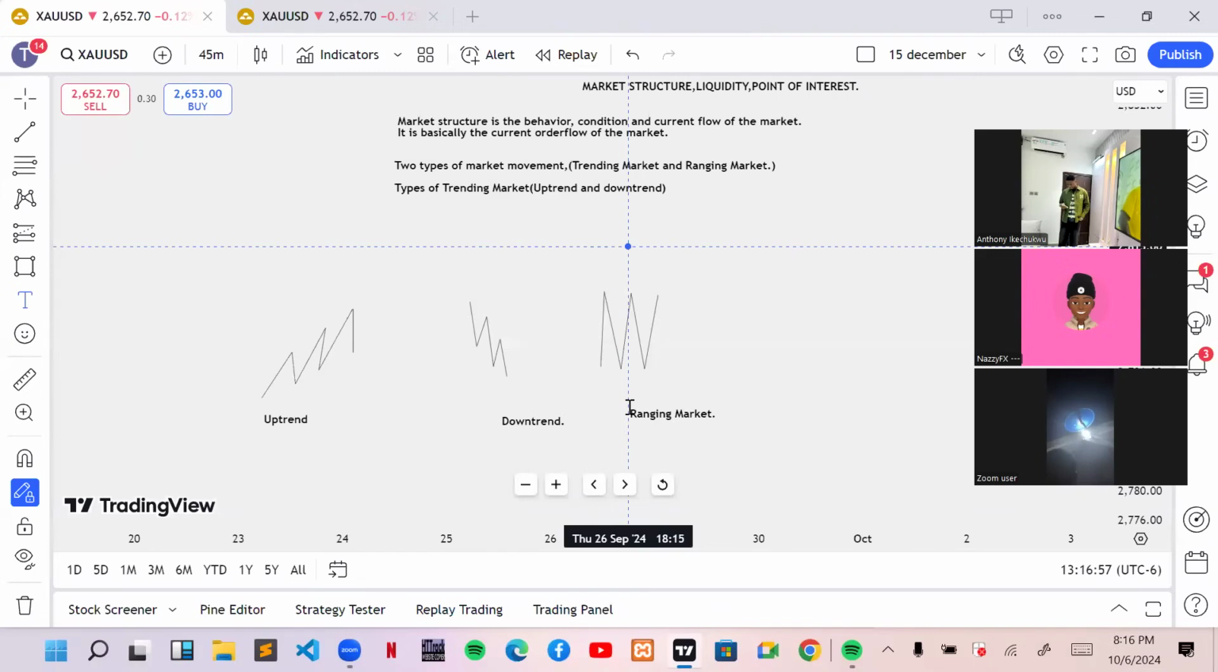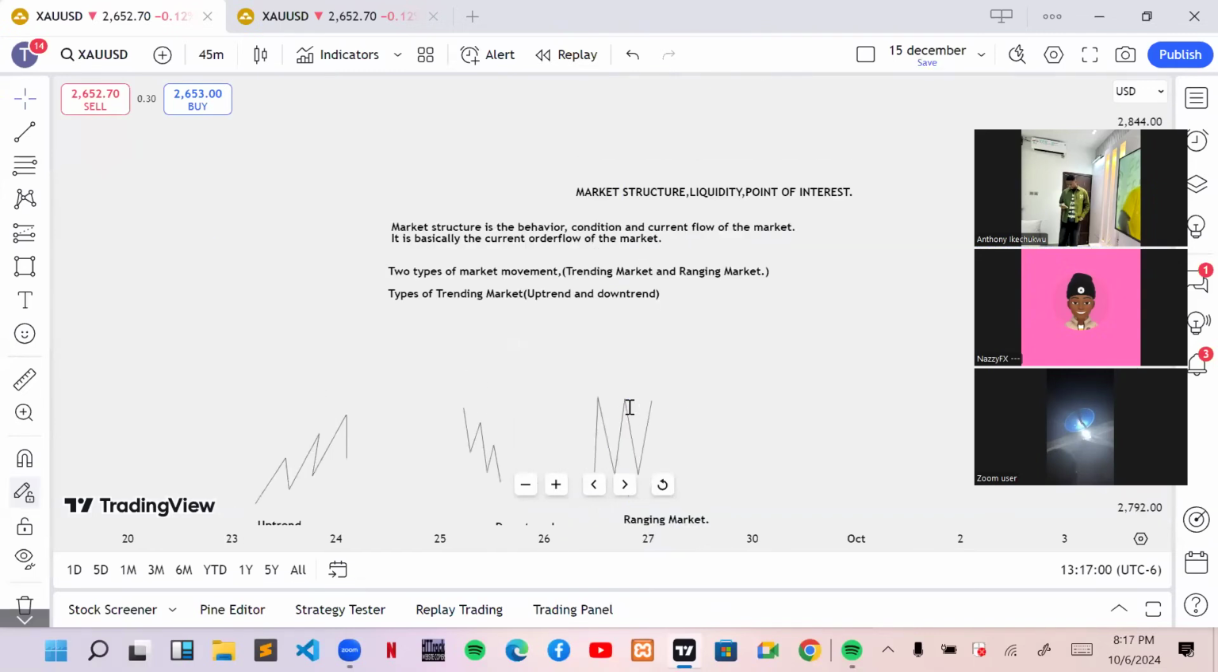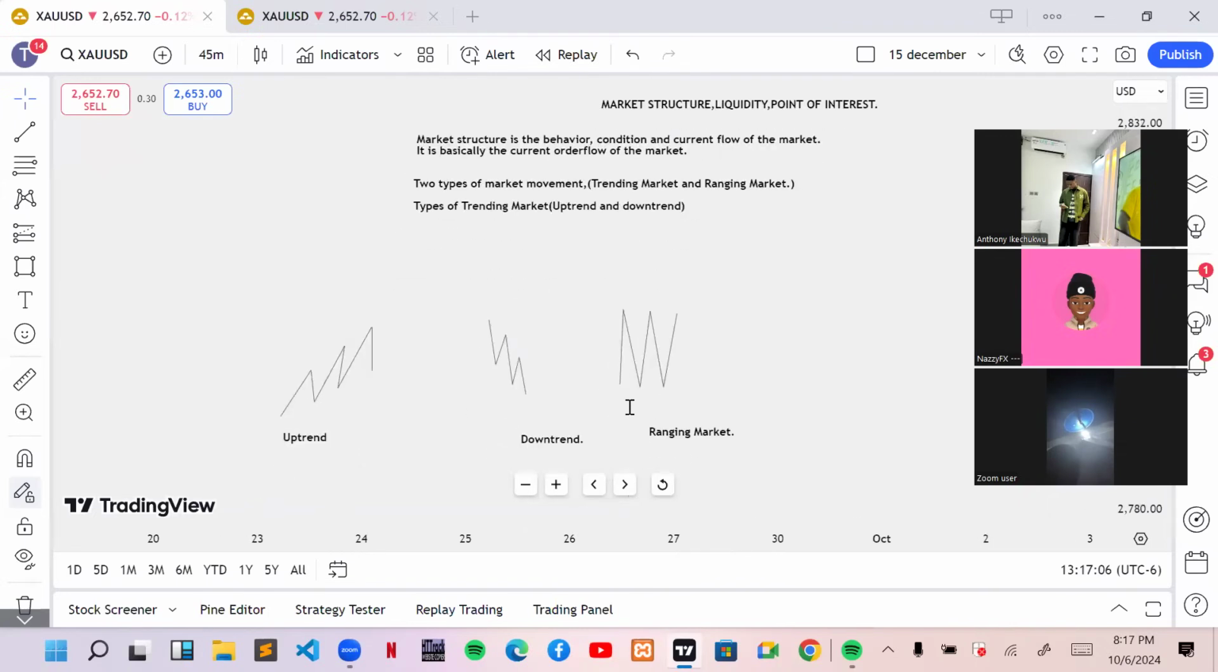So market structure is the current flow of the market, the behavior and the condition of the market. There are two types of market movements: the trending market and the ranging market. In the trending market, we have the uptrend and the downtrend, and then we have the ranging market. This is just the introduction to market structure.